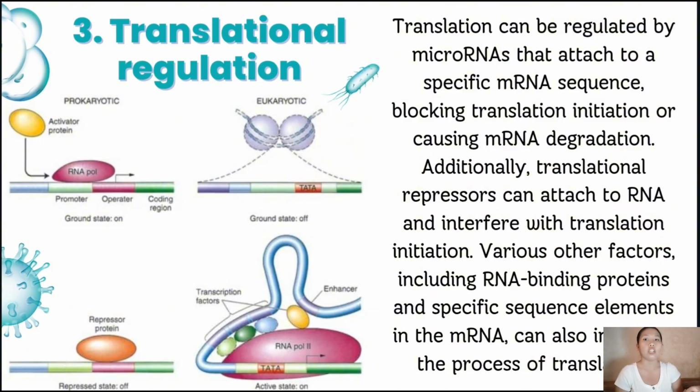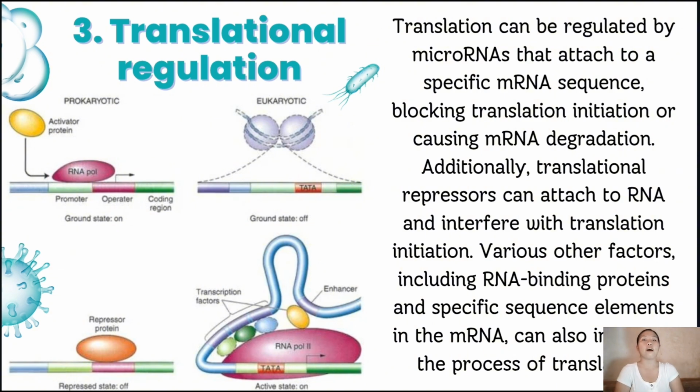build the protein. So small molecules called microRNAs are attached to the mRNA and act like a physical roadblock, preventing the ribosome from reading the code or causing the mRNA to be destroyed entirely. So the microRNA helps the mRNA, and it acts like a roadblock. So it will prevent the ribosome from reading the code, causing the mRNA to be destroyed entirely.